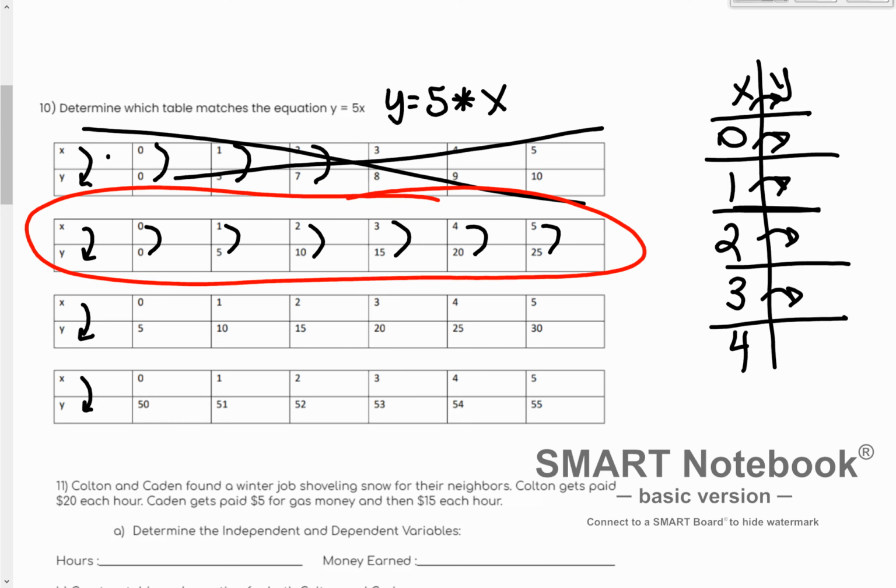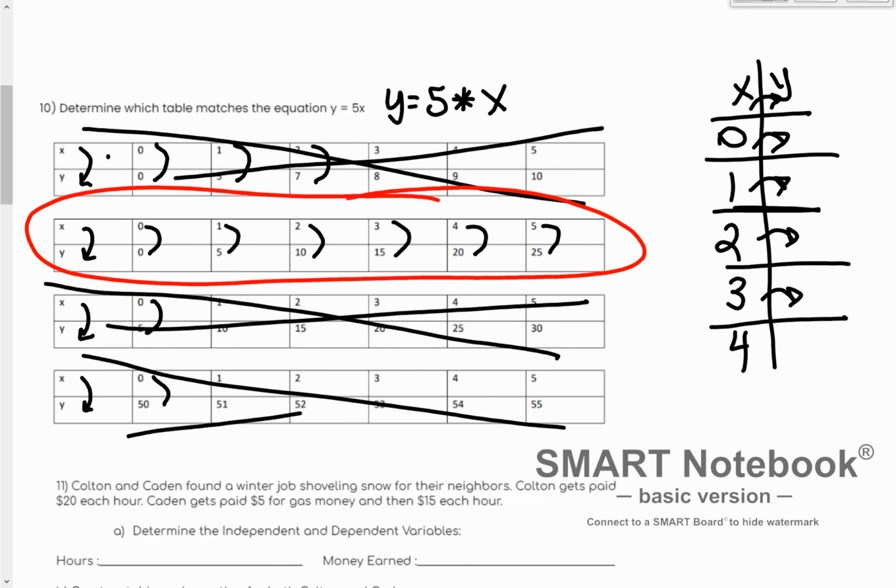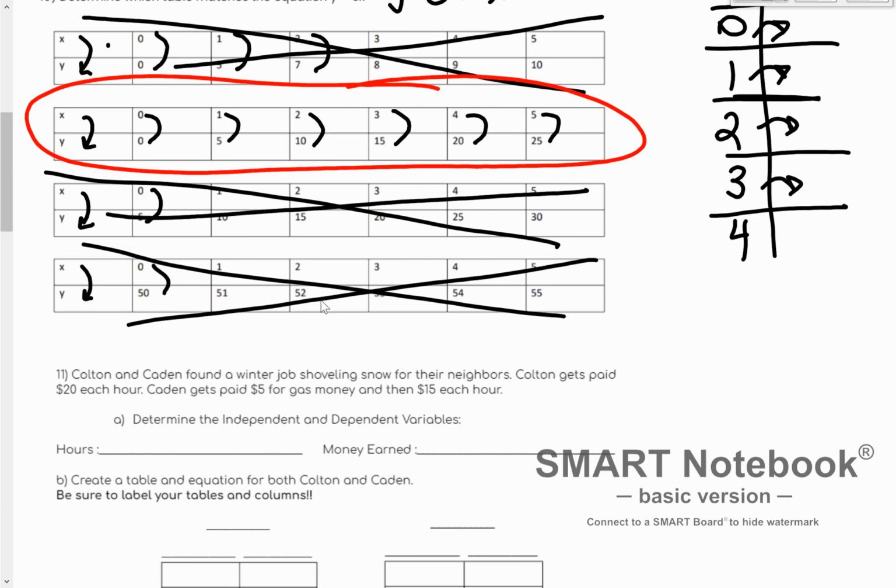Now we do have to check the rest to make sure that there's not more than one, because sometimes questions will say like select all that apply, and there's going to be more than one correct answer, so we have to keep checking. 0 times 5 is not 5, it's 0, so that one would not work. 0 times 5 is not 50, so that one would also not work. Okay, you will have a question like this on your test.